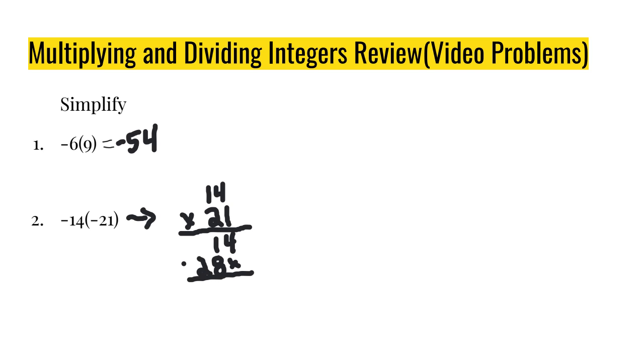So I'm going to go ahead and add these up. I get 4 plus 0 is 4. 1 plus 8 is 9. And that would be simply 2. So I can say that this is equal to 294. Now I'm going to jump back and get the signs.